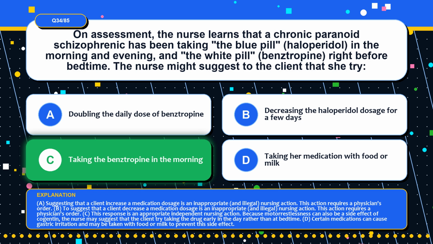C. This response is an appropriate independent nursing action. Because motor restlessness can also be a side effect of Cogentin, the nurse may suggest that the client try taking the drug early in the day rather than at bedtime. Certain medications can cause gastric irritation and may be taken with food or milk to prevent this side effect.